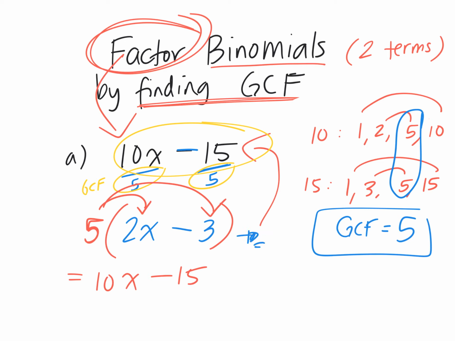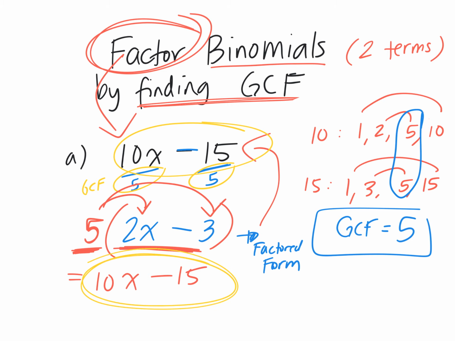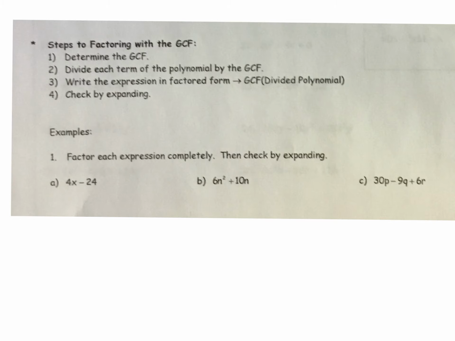This right here is factored form. You've factored it because you figured out the 2 things that you multiply together. So I multiply 5 times 2x minus 3 to get back to the original question. That's what you're doing when you factor. So these are the steps to factoring by using the greatest common factor. Step 1. Find the greatest common factor.